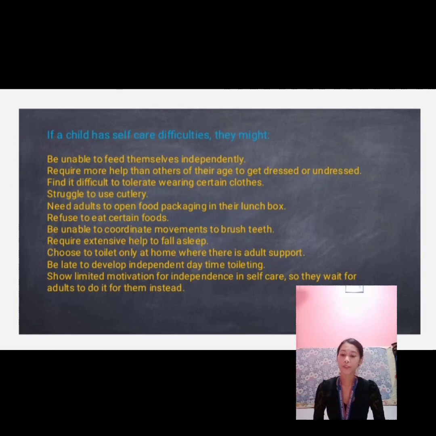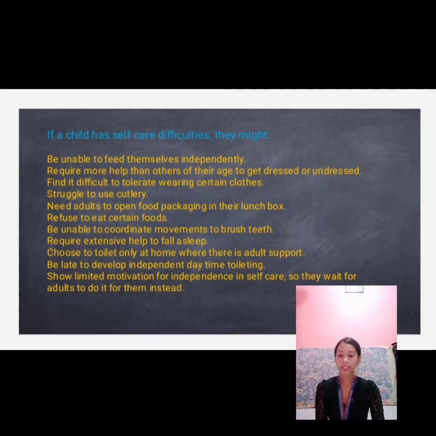Number four, struggle to use cutlery. Number five, need an adult to open food packaging in their lunchbox. Number six, refuse to eat certain foods. Number seven, be unable to coordinate movements to brush teeth. Number eight, require extensive help to fall asleep. Number nine, use the toilet only at home where there is adult support. Number ten, be late to develop independent daytime toileting.